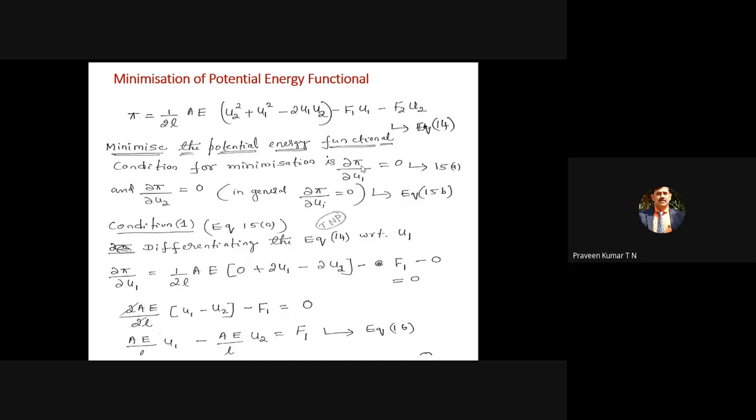So there are two field variables here, one is u1 and one more is u2. First we have to differentiate with respect to u1, that is the rate of change of energy with respect to u1. Then the rate of change of energy with respect to u2. By knowing those two, we can get the equations. Once you differentiate with respect to u1, we get one equation, equation number 16. If you differentiate with respect to u2, we get one more equation, equation number 17.